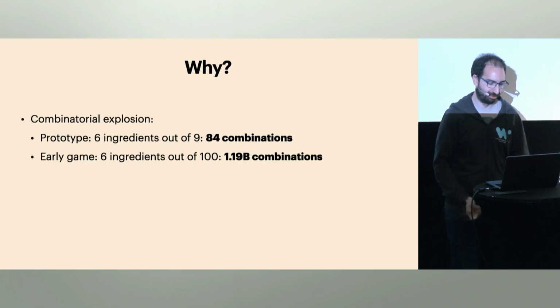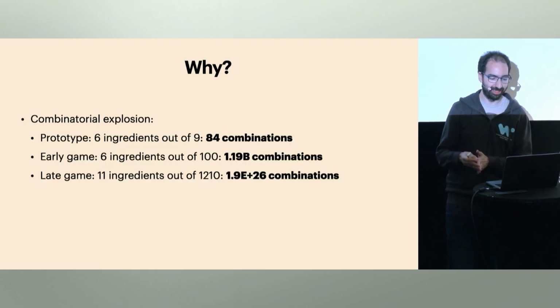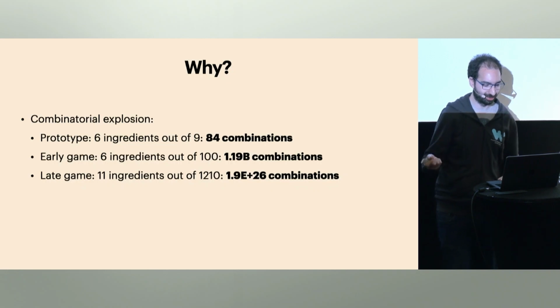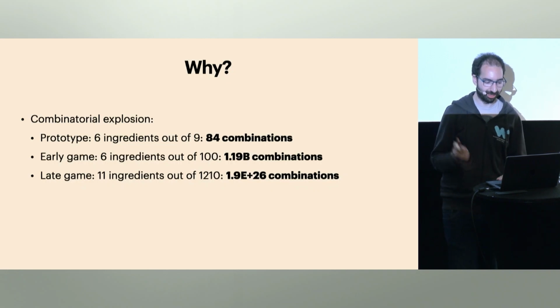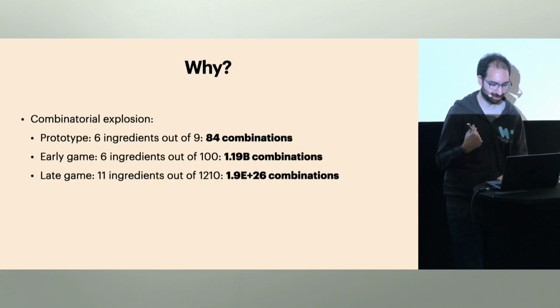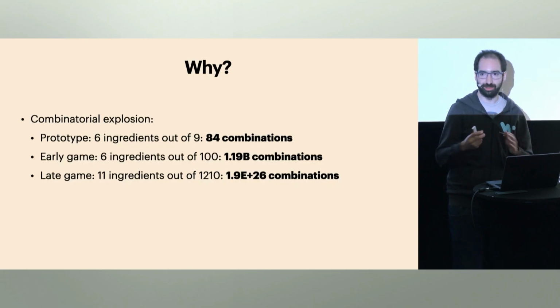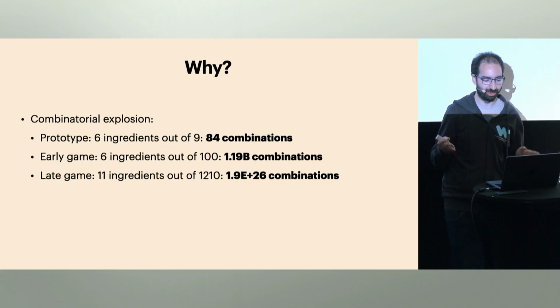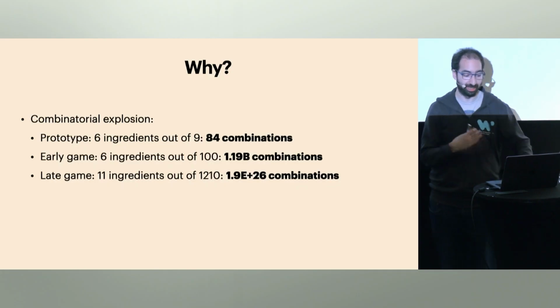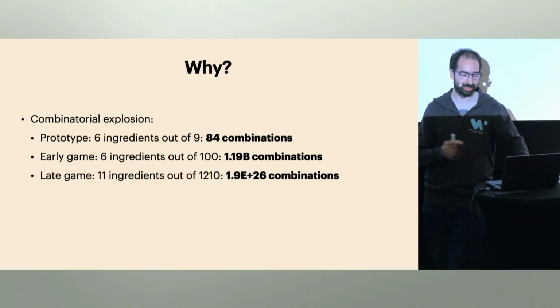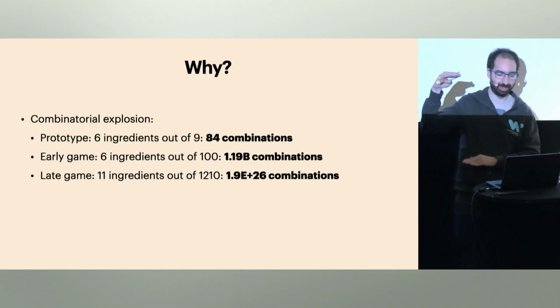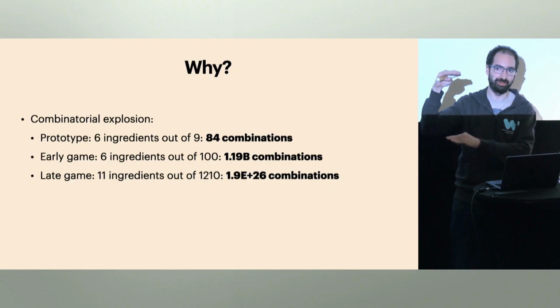But in the late game, you get 11 ingredients in a cauldron that has 1,200 elements possible, and that's a huge amount of combinations. Just to give you an idea of what 1.9 times 10 to the 26 is, you take a single sheet of paper. If you stacked this many sheets of paper, that's more than the observable universe.